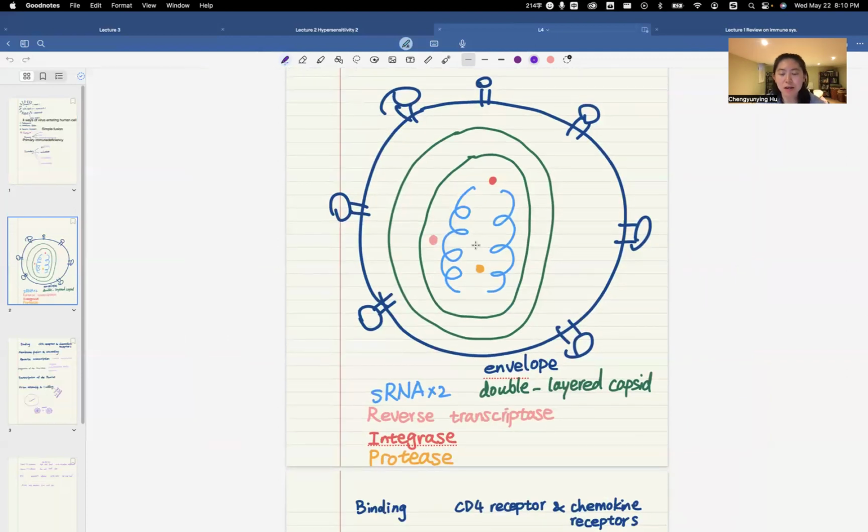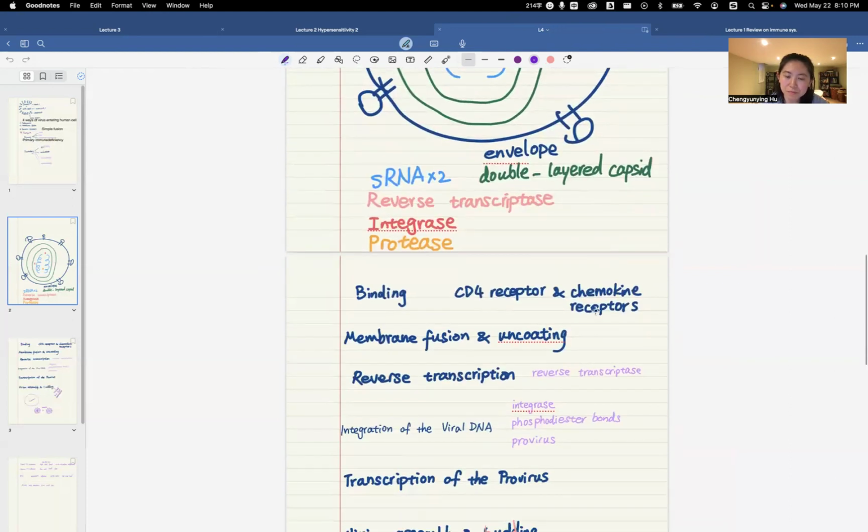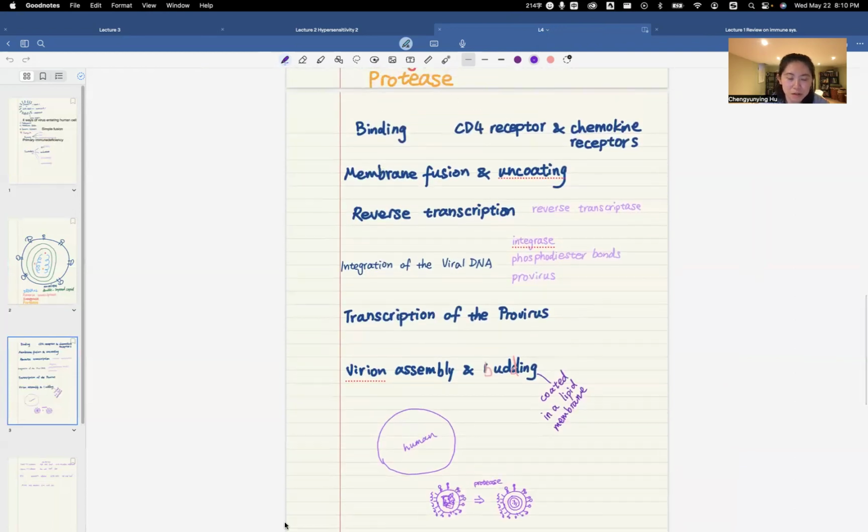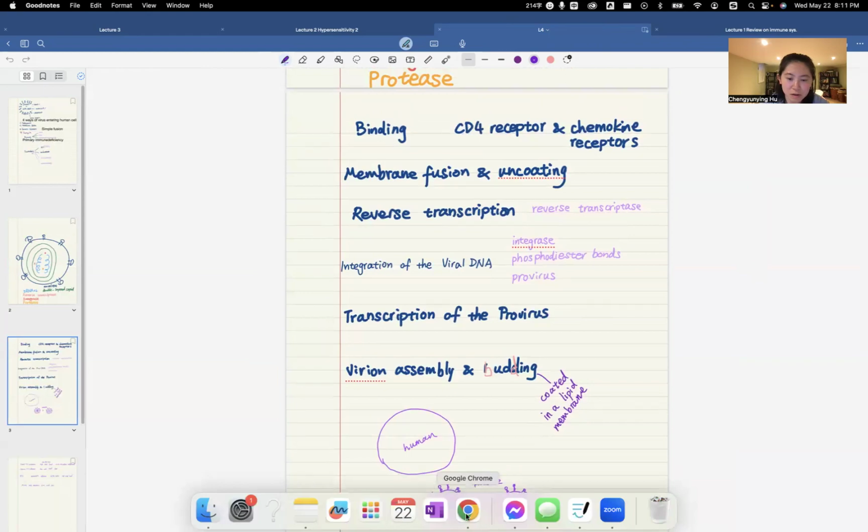Now HIV. This is what HIV contains. 2 single-stranded RNA, 3 different enzymes, and 2 layers of capsid and 1 envelope. So this process, I better show you a picture.